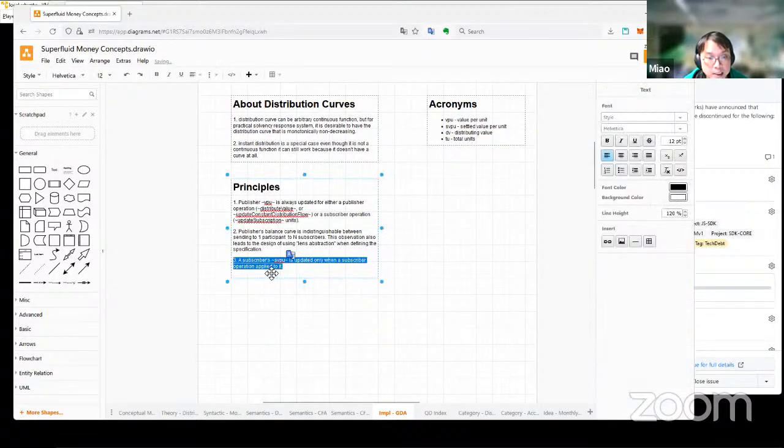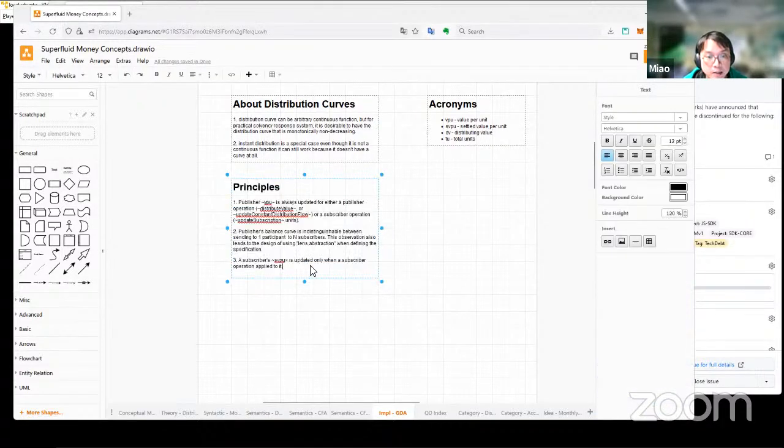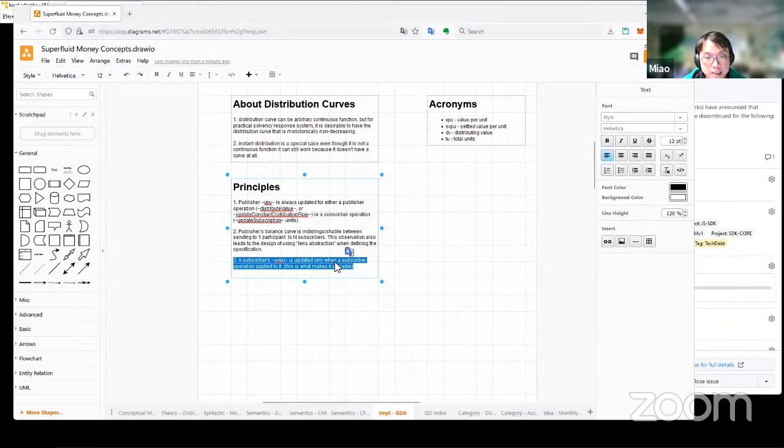The third observation is that a subscriber's SVPO, the settled value per unit, is updated only when a subscriber operation is applied to it. This is what makes it scalable. The last thing you want is that if you update one subscriber, all the subscribers need to be updated; that's not scalable. But in this case, you only update two data structures: one is the publisher's data, and one is this particular subscriber's data, no matter how many subscribers you have. So that's what makes it scalable.